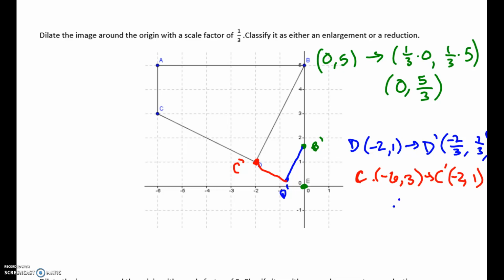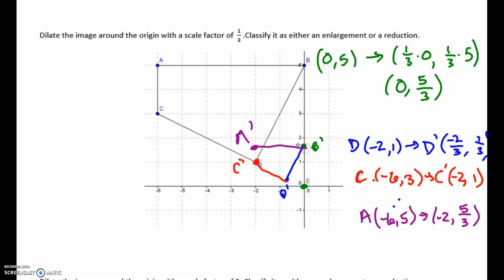Then last but not least, A is sitting at -6, 5. Well, we multiply both of those by 1/3, we get -2, 5/3. So it ends up at -2, 5/3, which should be even with B prime right there. So that's A prime.